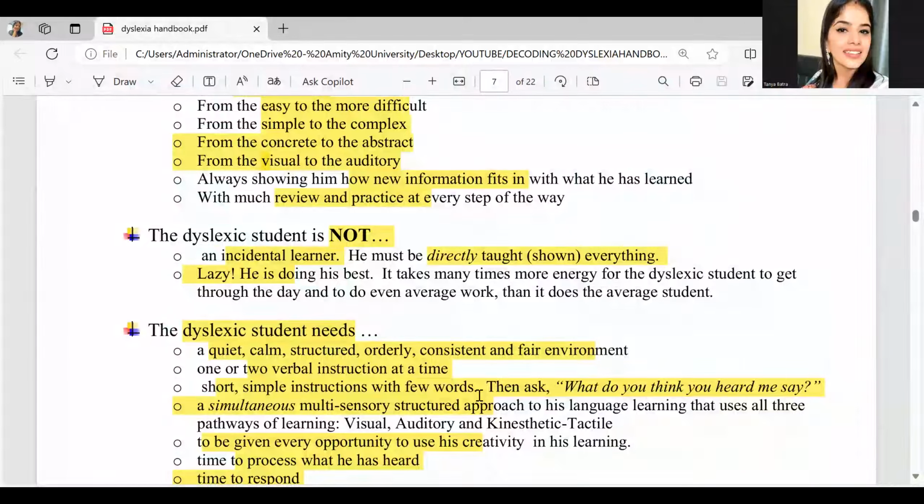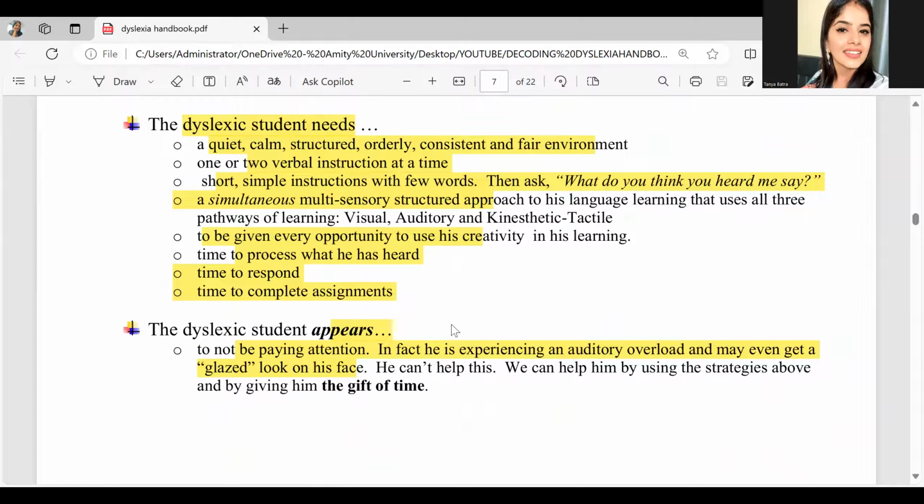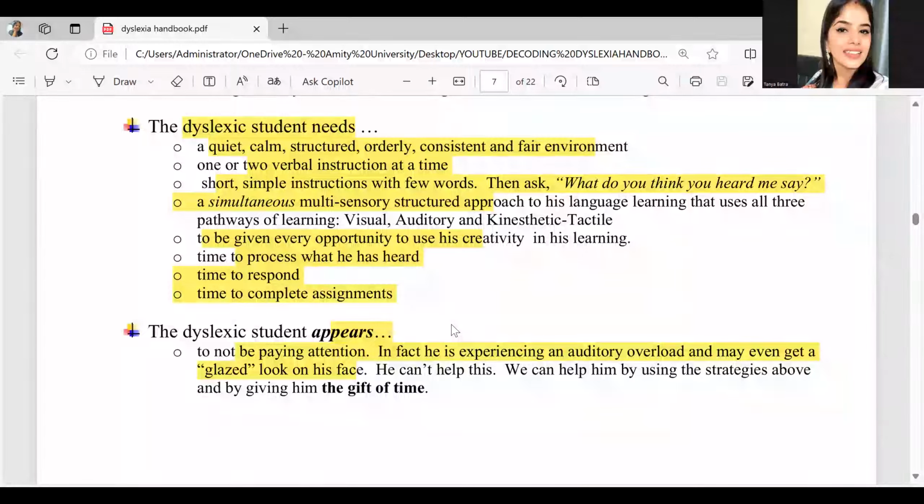Okay. But for a child who is dyslexic, that task might not be easy. So we should have that empathy. Now, the dyslexic student needs a quiet, calm, structured, orderly, consistent, and fair environment. Too many instructions at a time, too many multiple tasks, such a complex environment, so many learners around him. All of this will be a stress for a child who is having dyslexia.